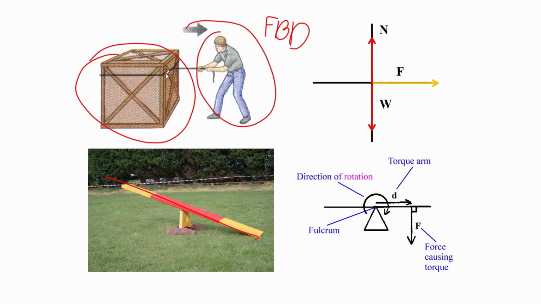So the person pulls the crate with a force F. So that's why its direction is toward here. And the crate has a weight W, so it has a weight here. The surface interacting with the crate has a normal force, which is perpendicular to the surface. So it's always 90 degrees.